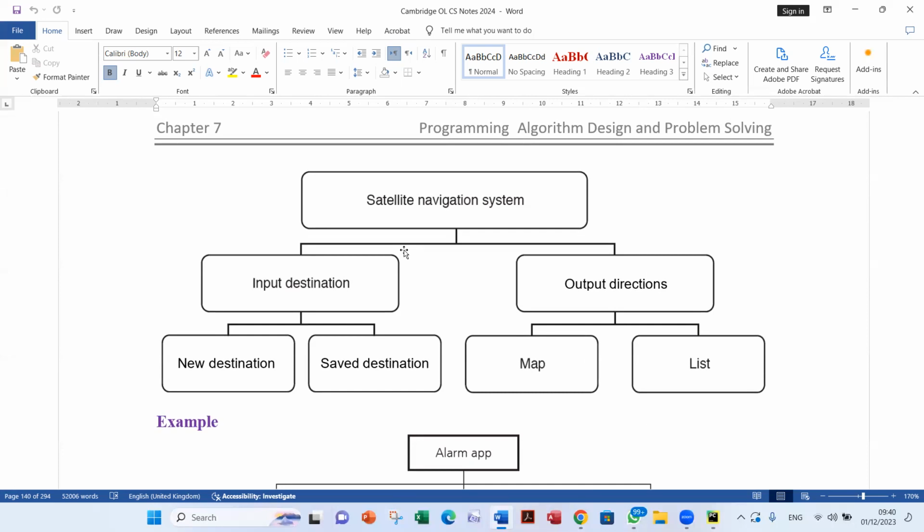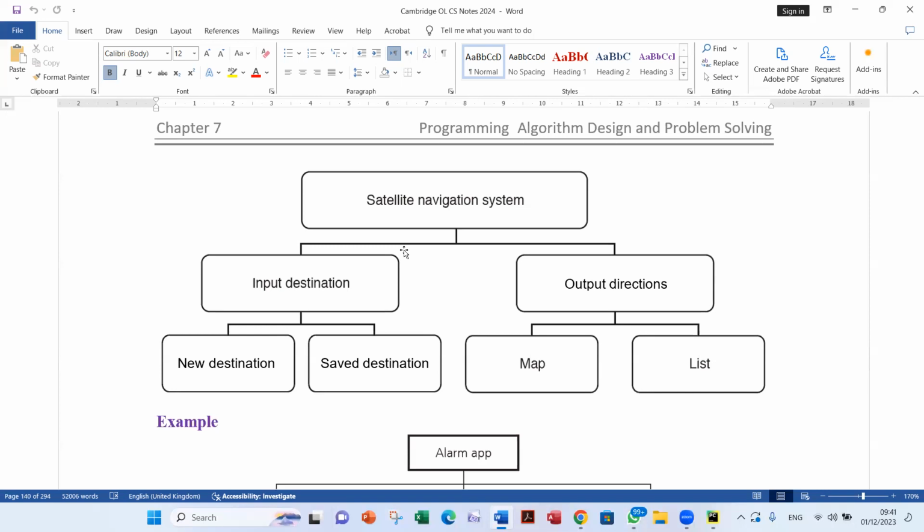Okay? So, for example, a satellite navigation system would be split into parts. First part is input destination. Second part is output direction. Okay, this is the process of top-down design.